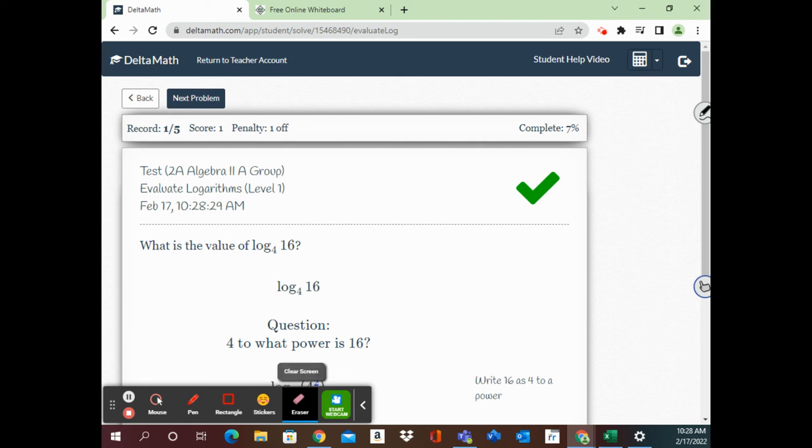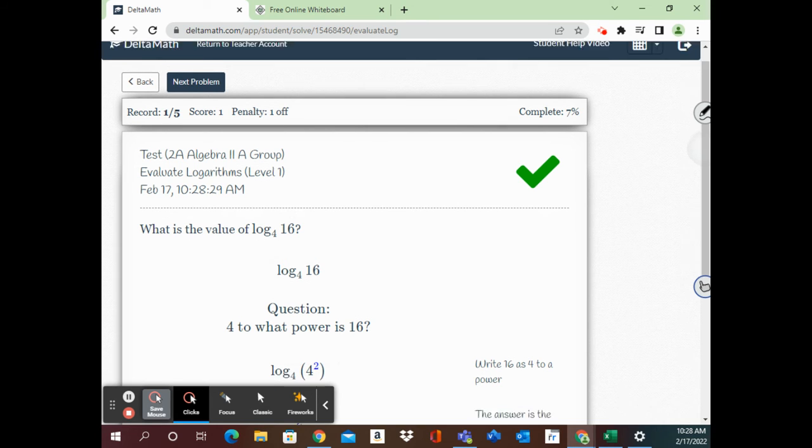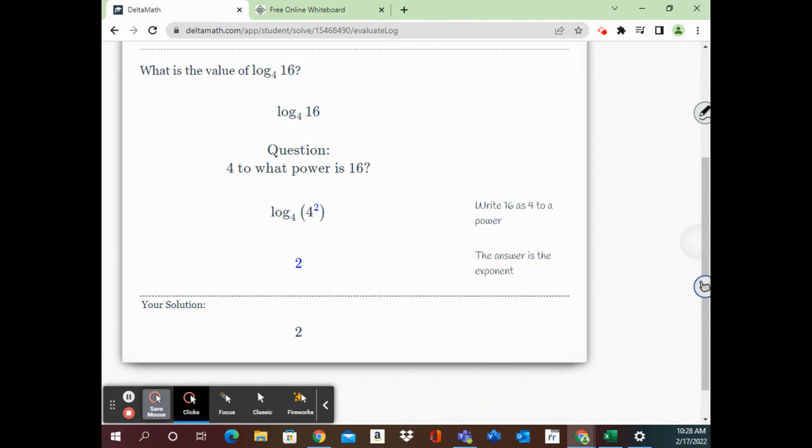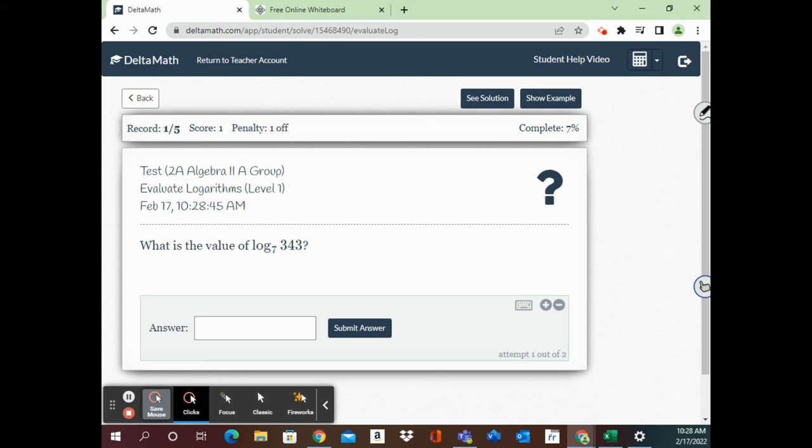We're going to go over a couple of these so that you'll get the understanding, the basis. And again, like I always say with Delta Math, you get it right or you get it wrong, it breaks it down for you, right? So let's go to the next problem.